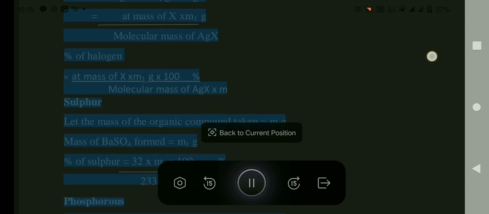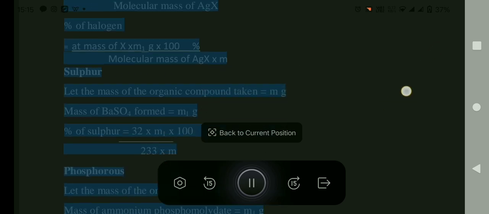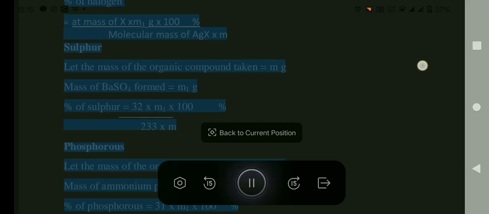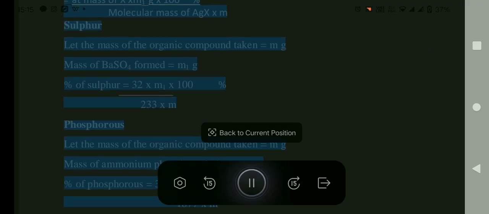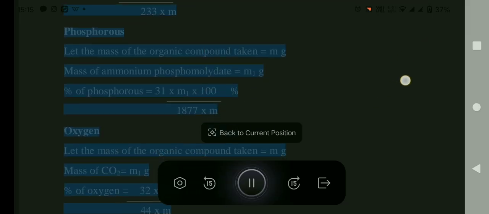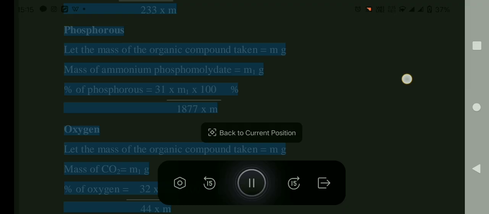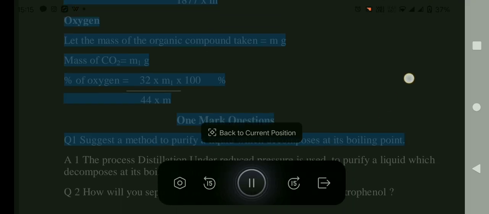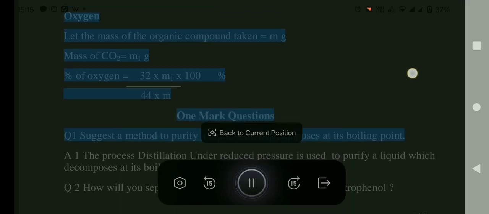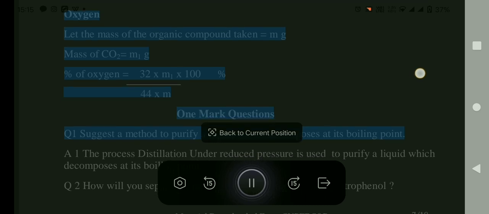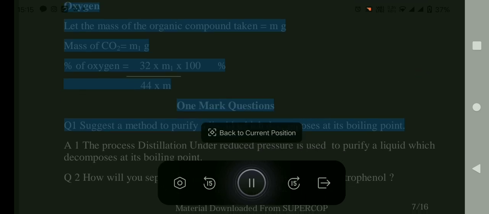Sulfur. Let the mass of the organic compound taken equal m g, mass of BaSO4 formed equal m1 gram. % of sulfur equals 32 × m1 × 100 / 233 × m. Phosphorus. Let the mass of the organic compound taken equal m g, mass of ammonium phosphomolybdate equal m1 gram. % of phosphorus equals 31 × m1 × 100 / 1877 × m. Oxygen. Let the mass of the organic compound taken equal m g, mass of CO2 equal m1 gram. % of oxygen equals 32 × m1 × 100 / 44 × m.